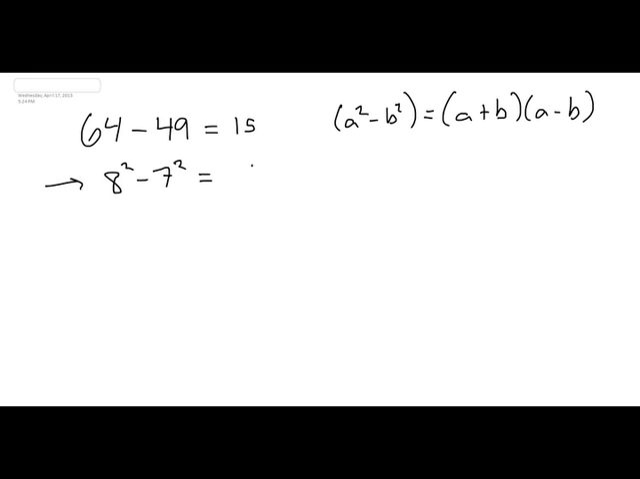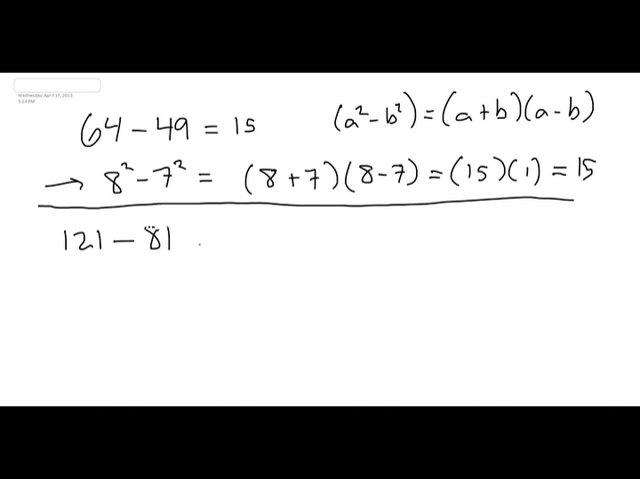So here, this is equal to 8 plus 7 multiplied by 8 minus 7. And let's show that this must indeed equal 15. Well, 8 plus 7 gives us 15, and 8 minus 7 is 1. Multiplying these together gives us 15. Now you may think this is just a coincidence, so let's try it with some different numbers.